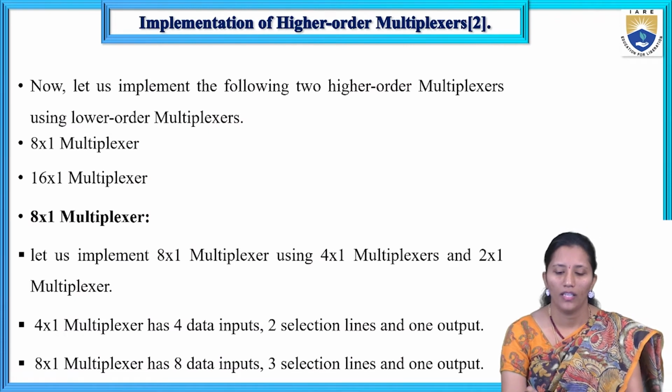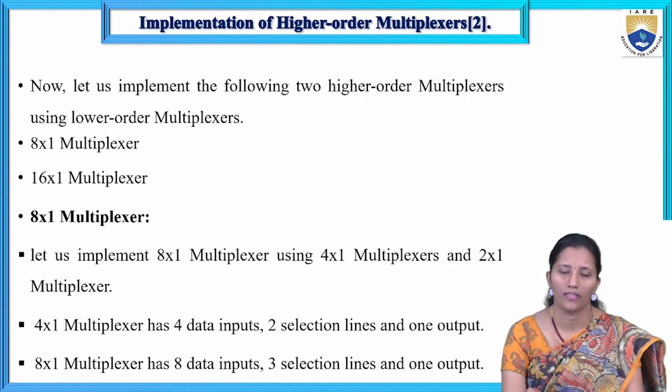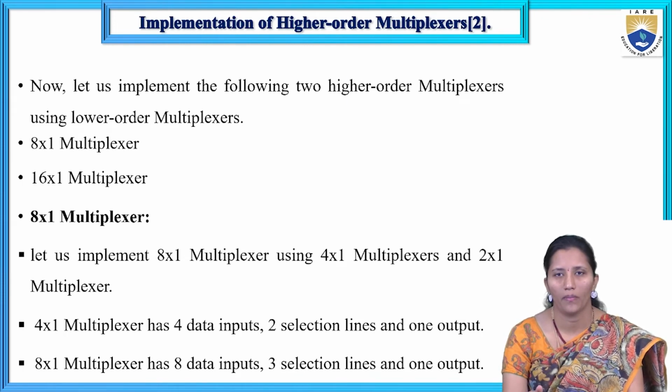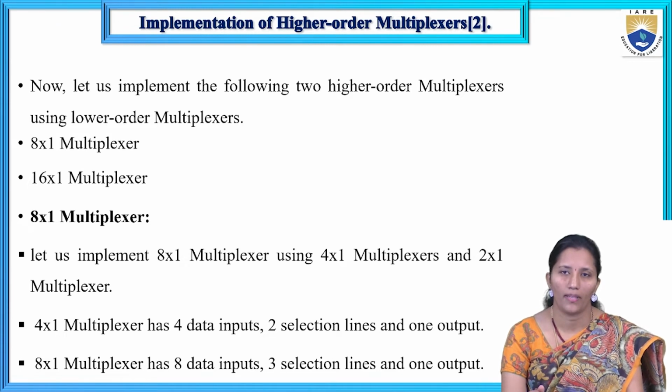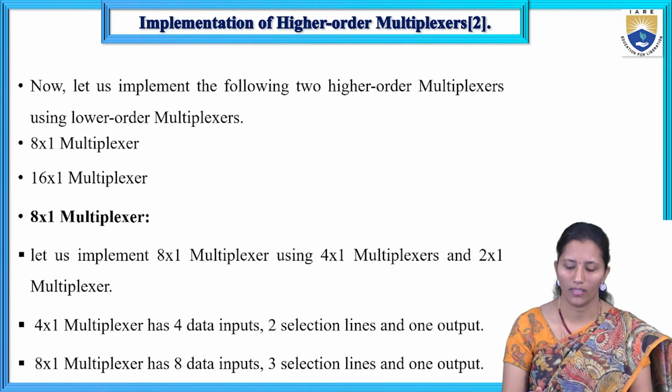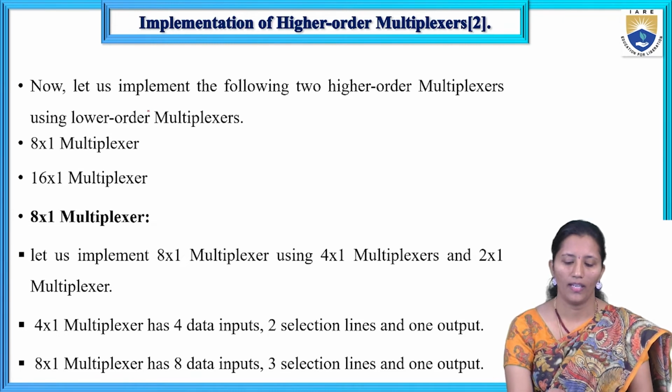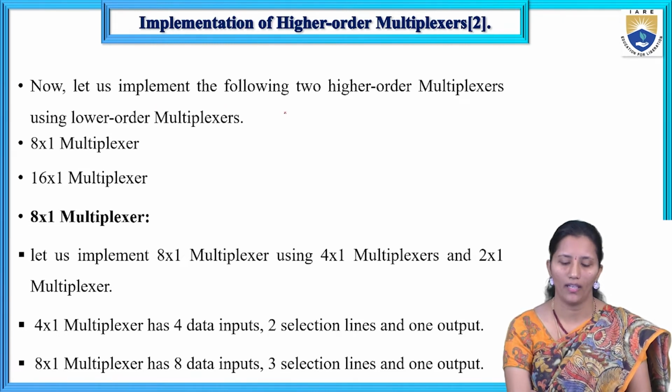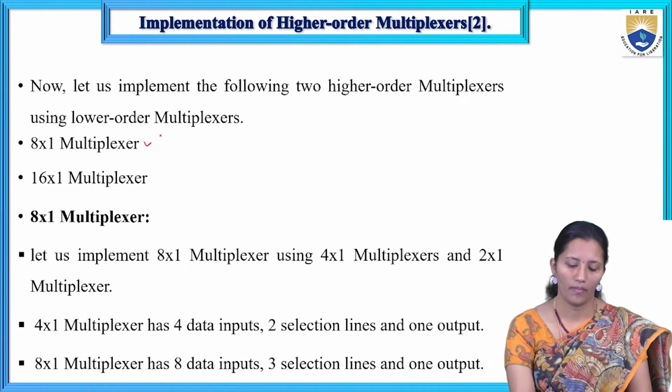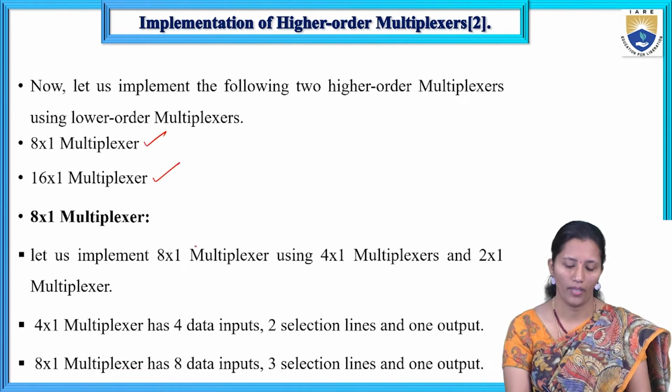Now, the implementation of higher order multiplexers. If we go further to a 16x1 or 32x1 multiplexer, using an 8x1 or 4x1 multiplexer, how to realize the higher order multiplexer is what we are going to discuss now. Let us implement the following two higher order multiplexers using lower order multiplexers: the 8x1 multiplexer and the 16x1 multiplexer.